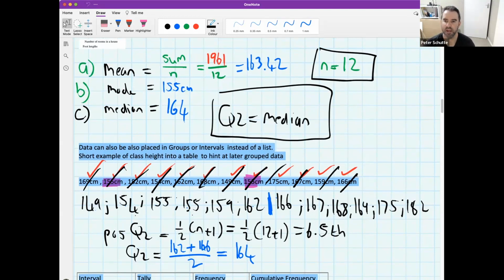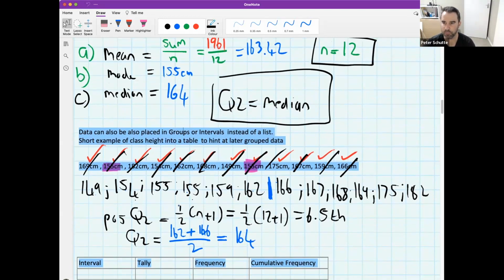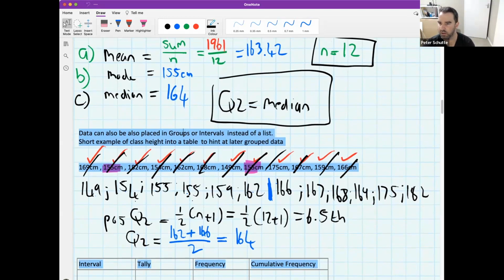Okay. Now, this is an example of data which is in a list, but we can also put, so what was the 6.5th position? When you're dealing with quartiles for Tejo, you always average out between the two nearest values.